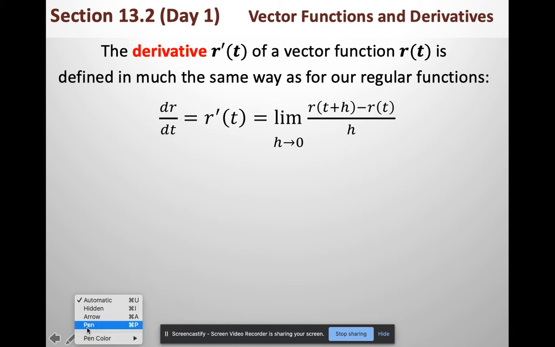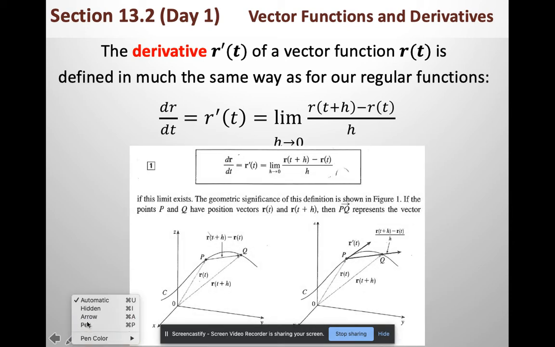We finished the last section with limits, right? Which was, if you think about single variable calculus, one of the first things we did, right? And then we moved to derivatives. So notice that a derivative of a vector function is defined in much the same way. It's a limit, right? It's a limit of slope of the secants.